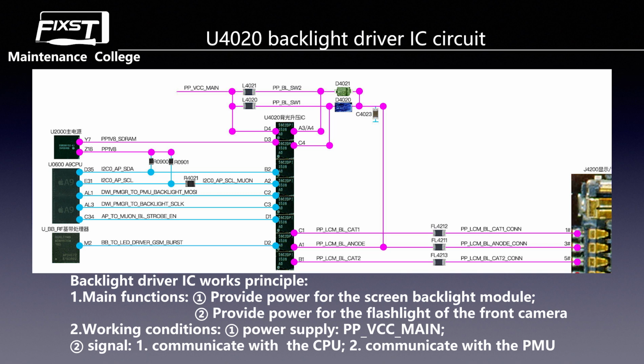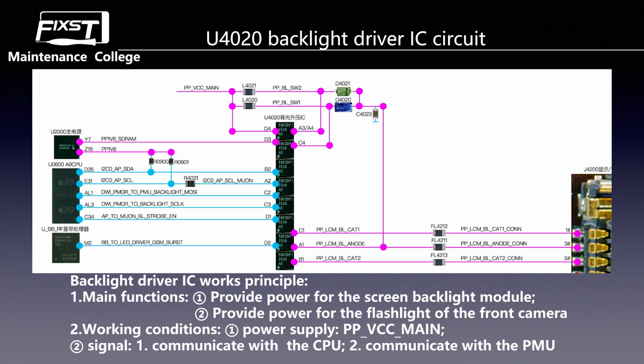And same like other ICs, the backlight driver IC also needs 2 working conditions. One is power, second is signal. He has 2 kinds of power. One is the power supply from the PP-VCC main, and the second is from the PMU giving the 1.8 voltage to him. And the signal is from the CPU. CPU gives the control signal to him.